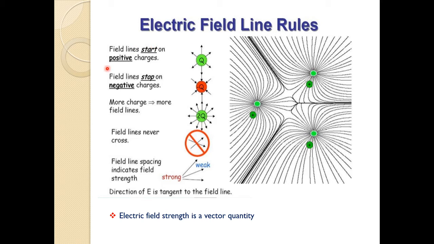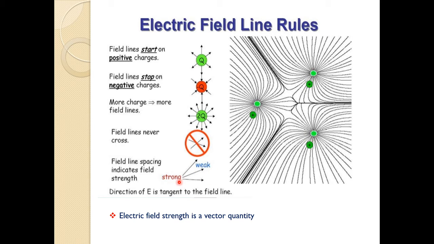Let's have a little more idea about the electric field. Field lines start on a positive charge, as we have learned, and field lines stop on a negative charge, and more charge means more field lines. When you compare the two charges Q, the greater charge has more field lines. Why is the number of field lines greater? Field lines represent the strength of the field, and here the strength is more than this. Also, field lines never cross, and where the distance between field lines is more, it is a weaker area, and where they are close, it is a strong area.